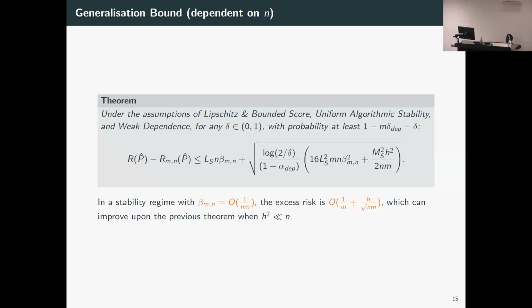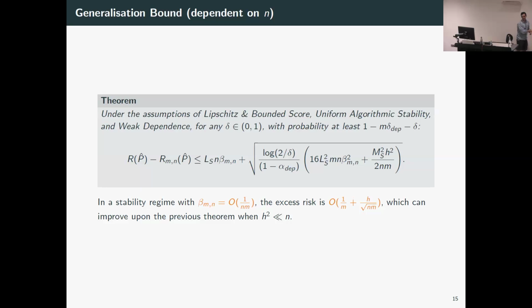The bound is now in terms of the stability constant beta mn, and so depending on the behavior of the algorithm, you'll get different upper bounds. In a very optimistic regime of stability, you could have beta mn decrease inversely related to n times m, which is the total number of observations. In that case, the excess risk that we obtain is of order 1 over m plus h over square root of n times m.